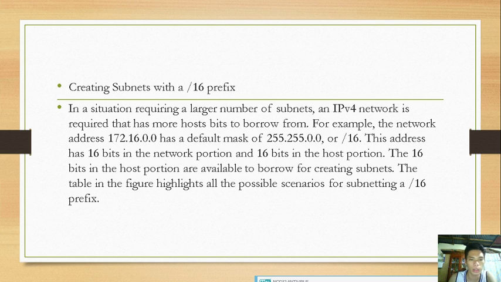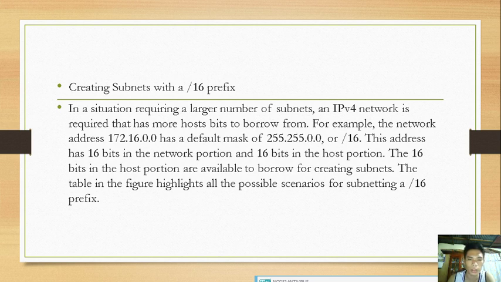In a situation requiring a larger number of subnets, an IPv4 network is required that has more host bits to borrow from. For example, the network address 172.16.0.0 has a default mask of 255.255.0.0, or /16. This address has 16 bits in the network portion and 16 bits in the host portion. The 16 bits of the host portion are available to borrow for creating subnets. The table highlights possible scenarios of subnetting a /16 prefix.